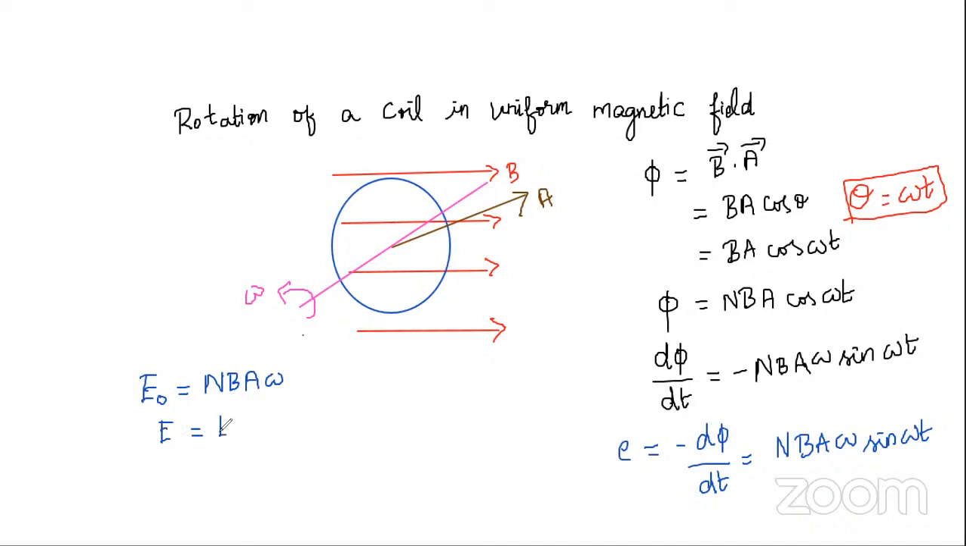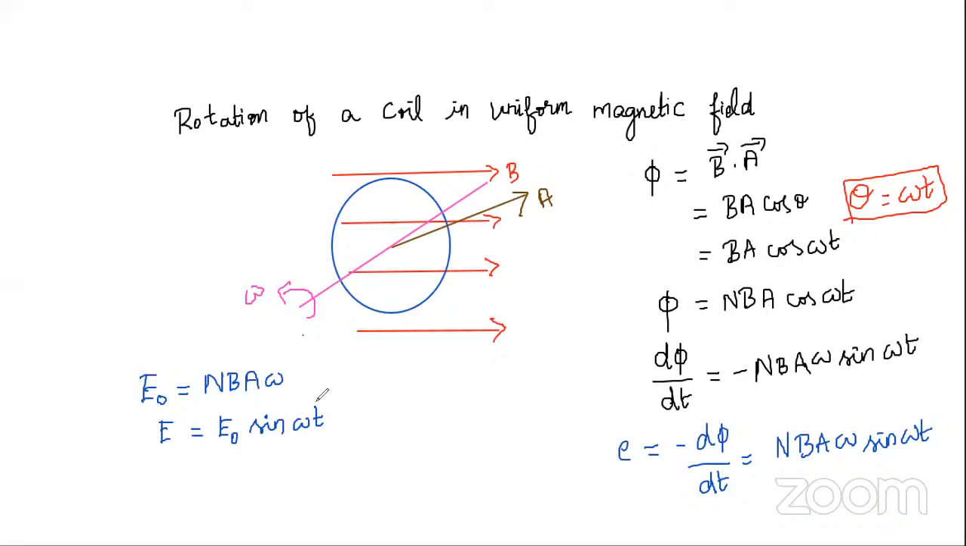So E equals E naught sin omega t. From this equation, you can understand that the EMF generated due to the rotation of the coil in the magnetic field varies sinusoidally. At different positions of the coil, you may be getting different values of EMF. So that maximum value of EMF is modulated by this factor sin omega t.